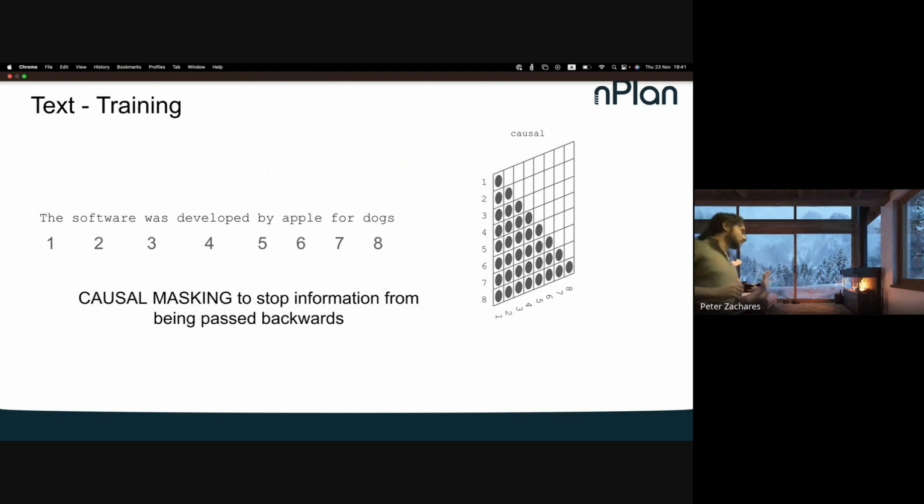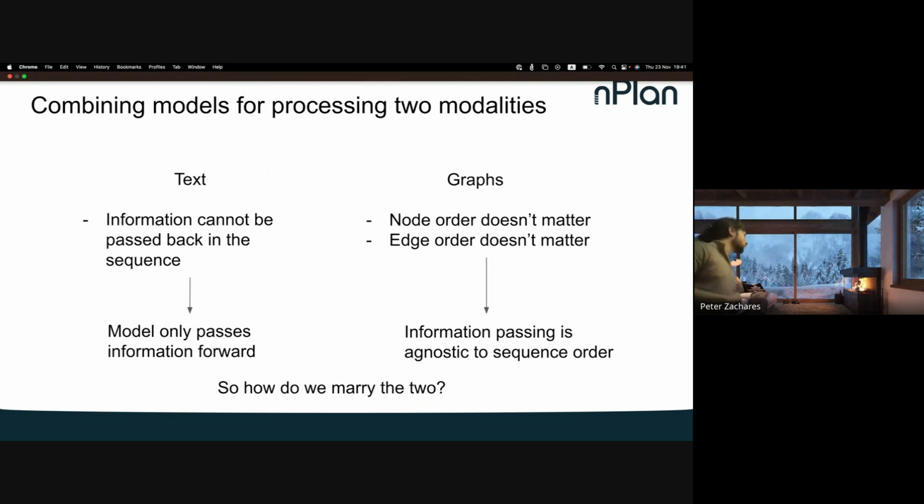So that's an important element of how we train autoregressive models to generate sequences of text. When we're trying to combine models for processing these two modalities, on the text side, using a text-based model, information cannot be passed back in the sequence. Models only pass information forward.